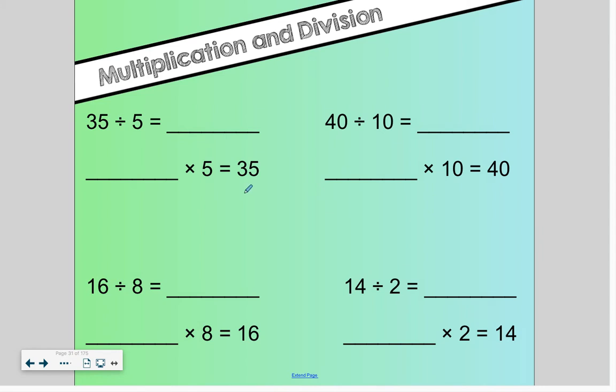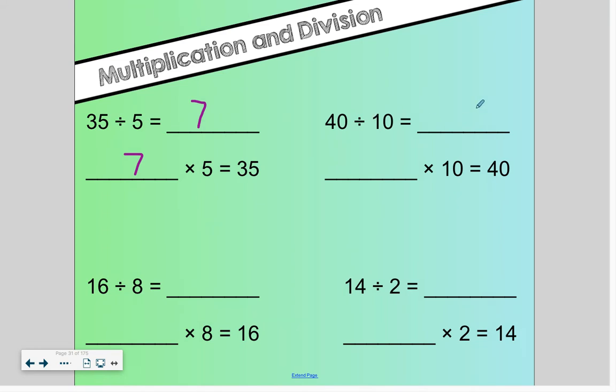So let's take a look at the problem in the upper left-hand corner. 35 divided by 5 equals blank. That's the same thing as saying what number times 5 gives you 35. Well, if I were to skip count by 5: 5, 10, 15, 20, 25, 30, 35, I end up with 7. That means that 7 times 5 is 35, and 35 divided by 5 is 7.